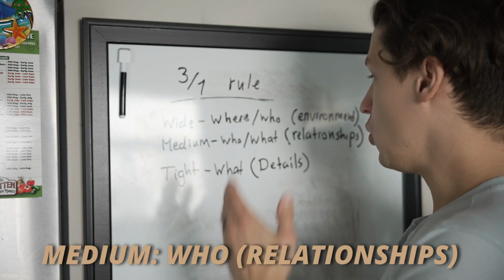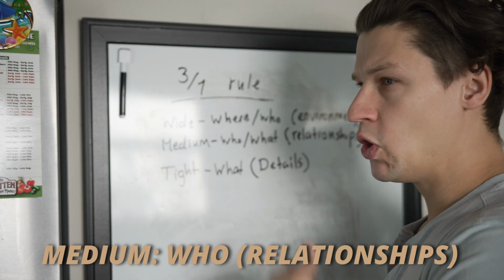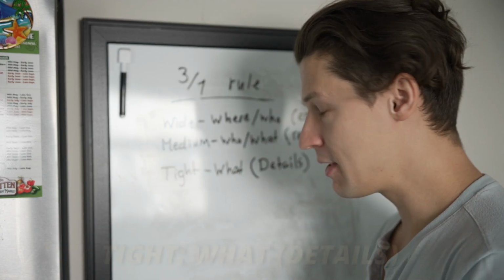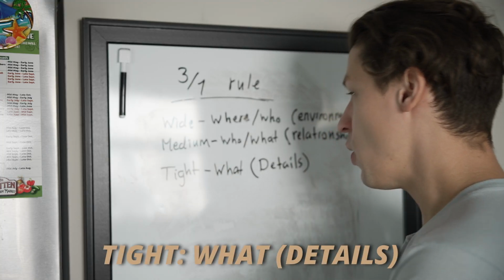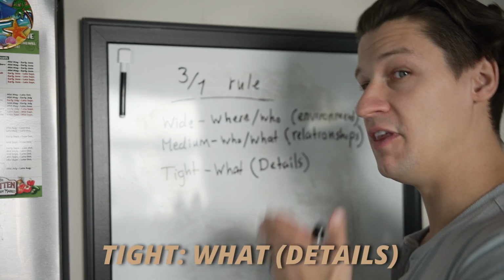Medium, that's about who and what. Think about this in terms of relationships. Who is there, kind of what they're doing. And finally, tight, what? So like what someone's doing. Or you can think about it in terms of the details.